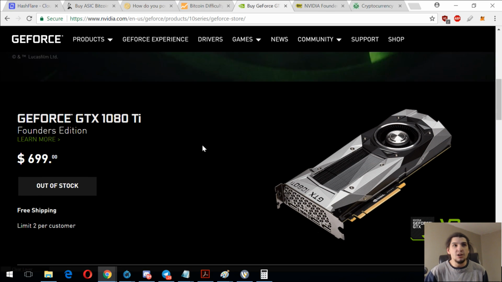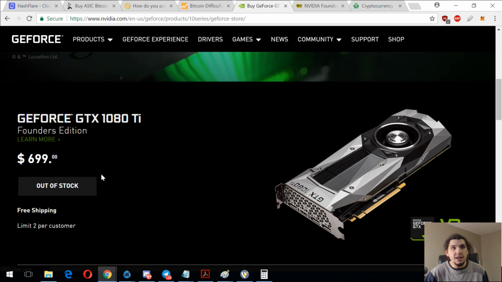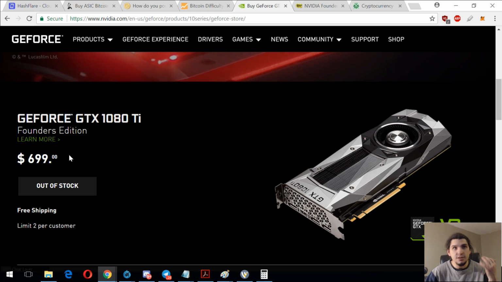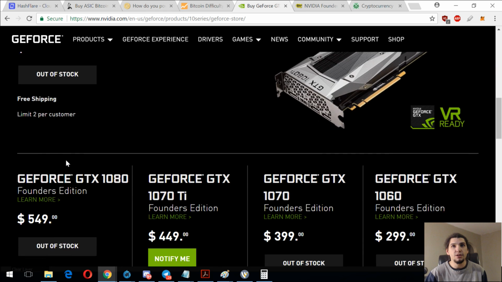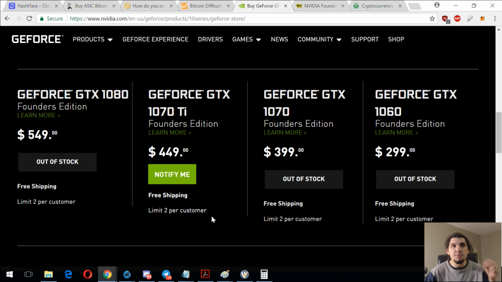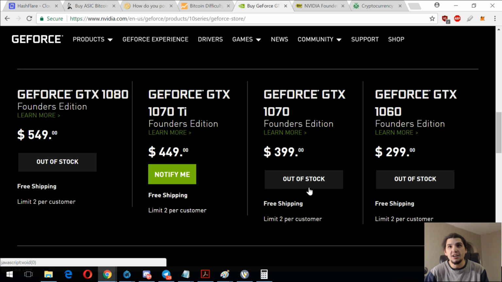So, I mean, there's a lot of cards you can get. Like, here's a GeForce 1080 Ti at $700. I'll tell you right now, it's less profitable to use this than other cards. Look down. Here's something very, very interesting, guys. See this? Out of stock. Notify me. So it's out of stock right now. They notify you when it's in stock. Out of stock. Out of stock.